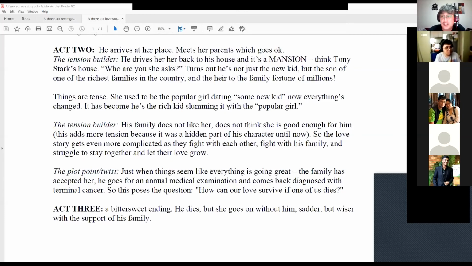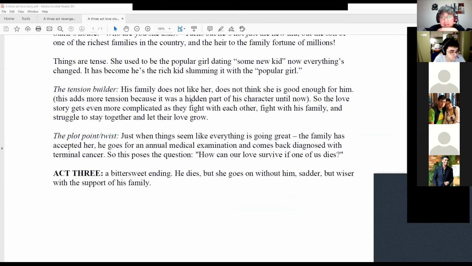You give them the change. You give the rising tension. And here, of course, you always have the interfamily drama where his family does not approve of her because she's not good enough for him. So the love story will get complicated as these things do. There'll be fights with the families. There'll be fights with each other. They'll stay together and try to get their love to bloom and blossom so that they can get their happy ending. Now, I'm evil.